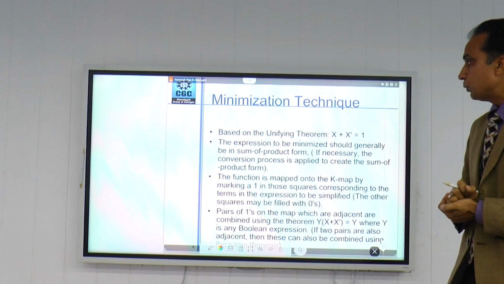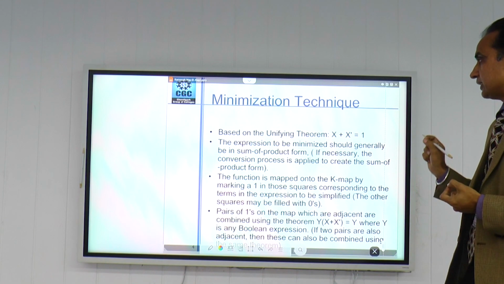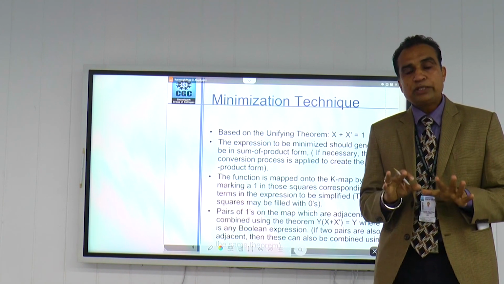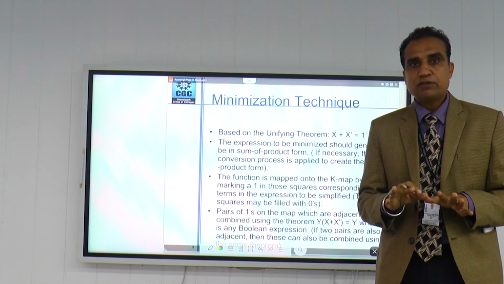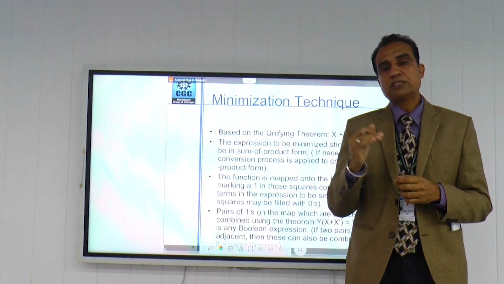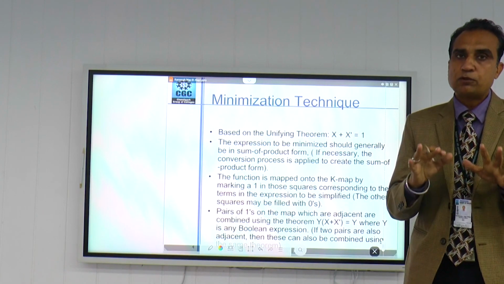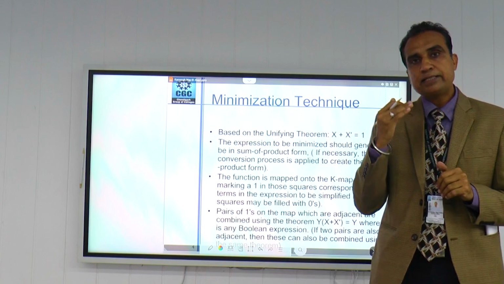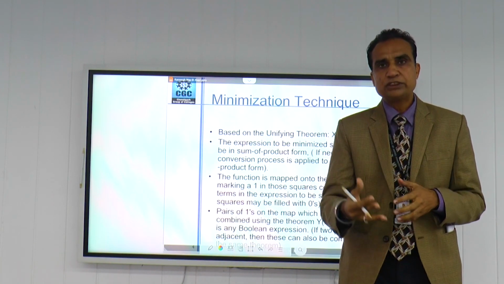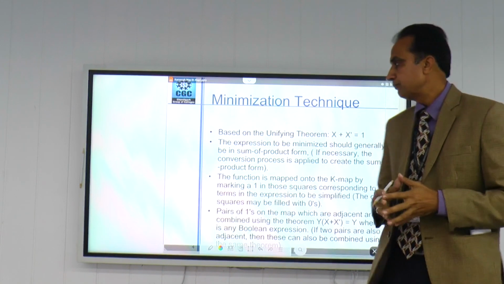The expression to be minimized should generally be in sum of product form. If necessary, then we have to perform the conversion process. Then we can implement a POS equation into the K-map, but generally we use the K-map for SOP, meaning sum of product form, for simplicity. If the equation is already in sum of product form, then we can directly implement it into the K-map. If it is not in the SOP form, then we have to change it into the SOP form, and then we implement it into the K-map.